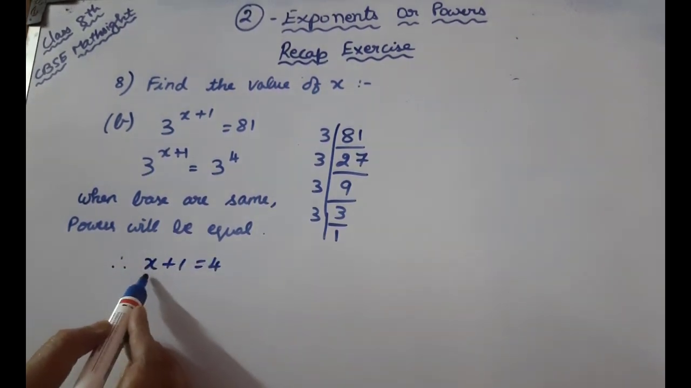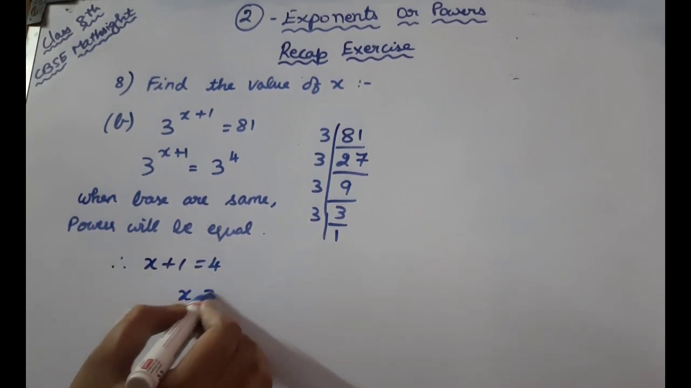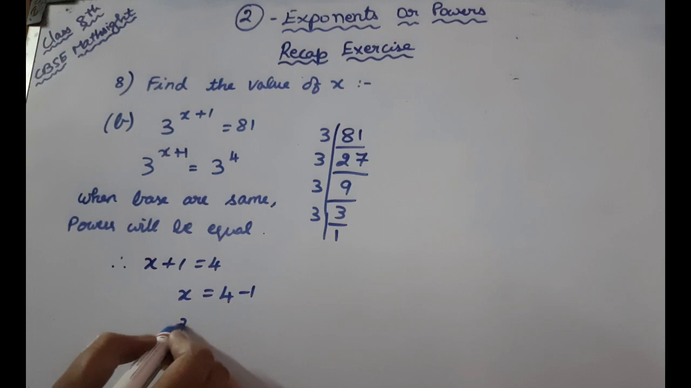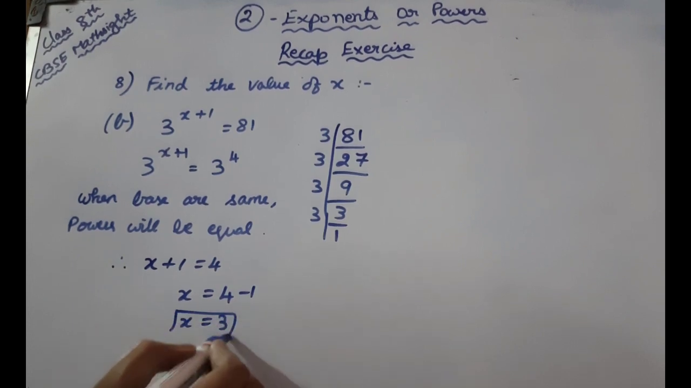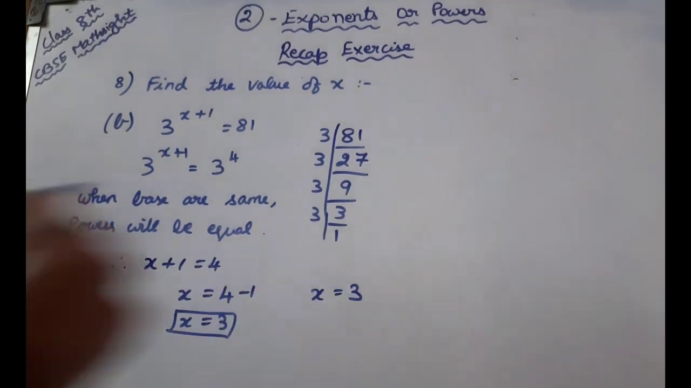So we have to find the value of x. So we can take plus 1 to the other side. So it becomes 4 minus 1. So the value of x will be 3. So when plus 1 goes to the other side, it becomes minus. So the value of x is 3.